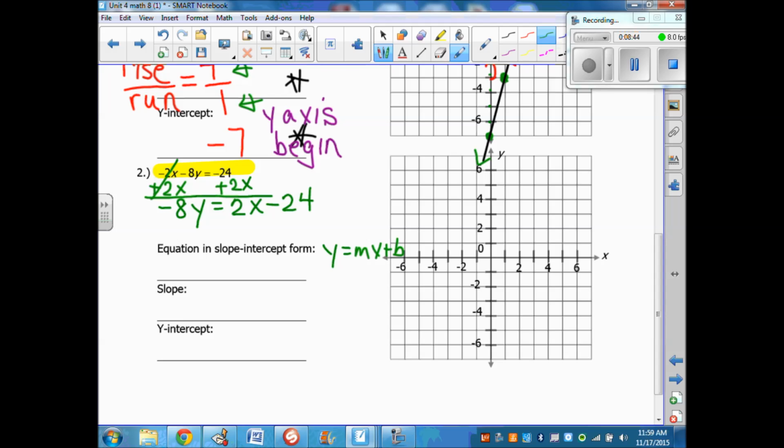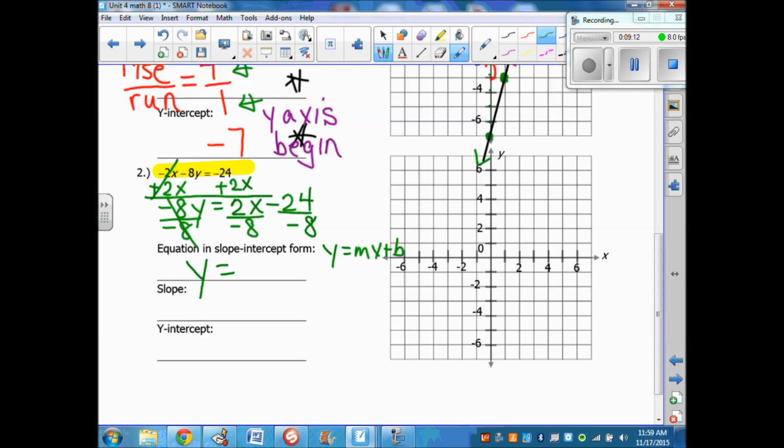Y is almost by itself now. In order to isolate that y, I've got -8 times y. So how do I undo that -8 times y? I've got to divide by -8 to everything. And now do that division. So we've got y equals, I'm going to write it down here because now I'm getting it into that slope-intercept form. I've got y isolated.